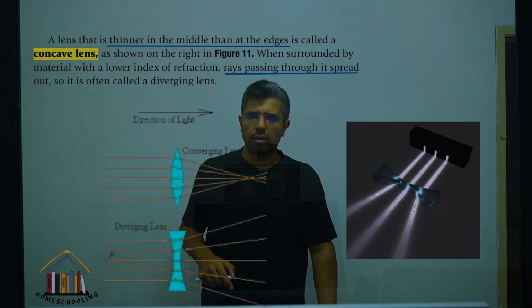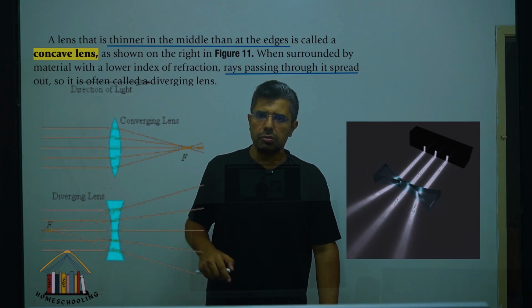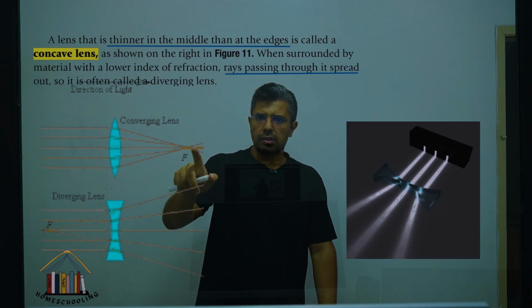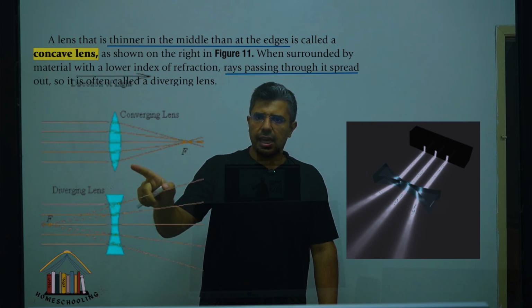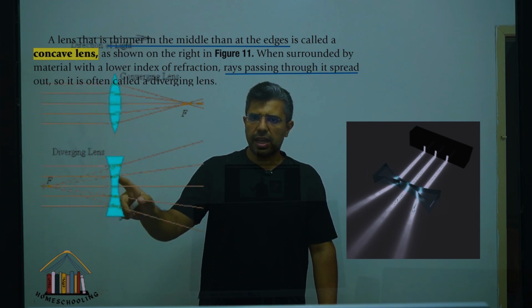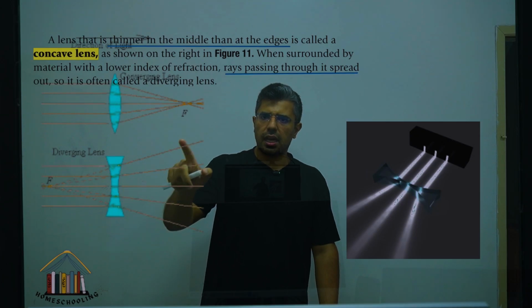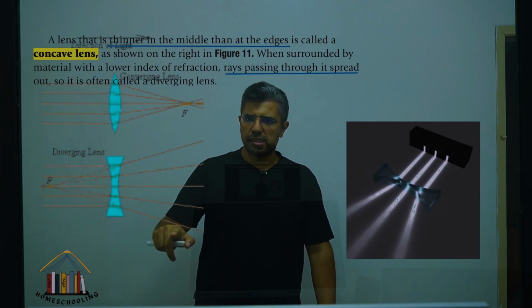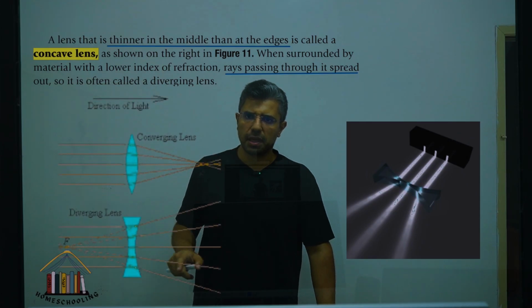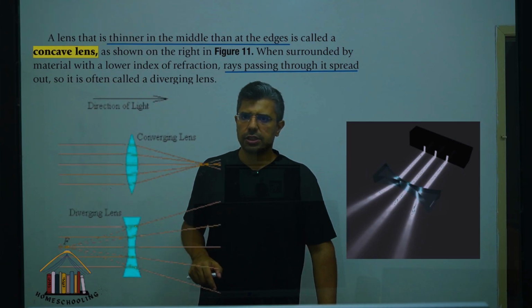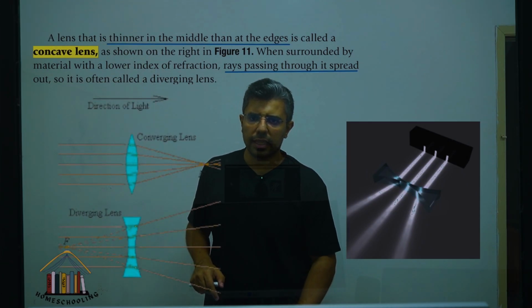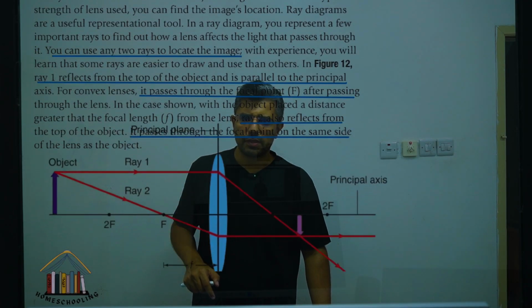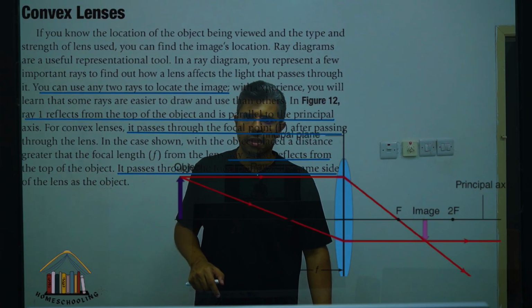So in summary, the convex lens is used to focus all the light to a single spot, as you see here. And this is the concave lens. You see how the light is going and dissipating in space. So this is the main function of both lenses. Let's now discuss the convex lens in detail.